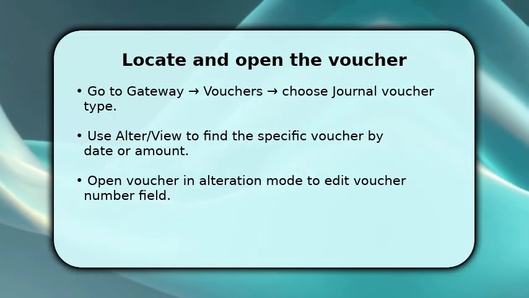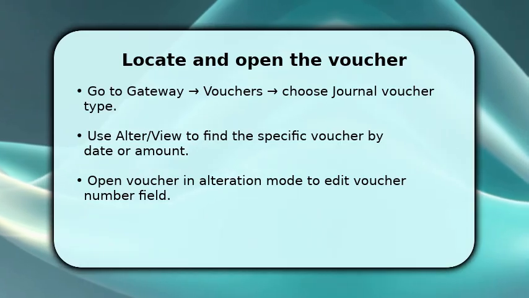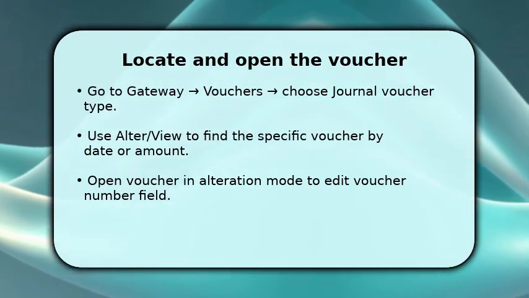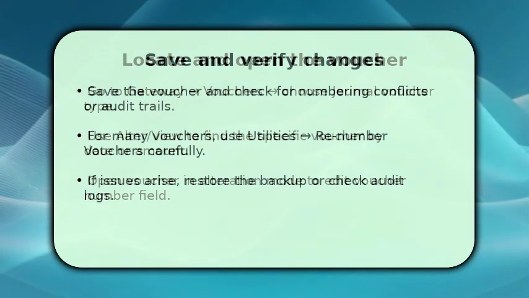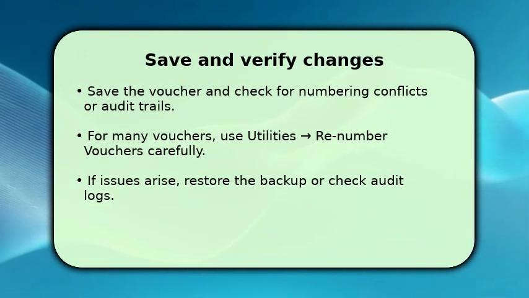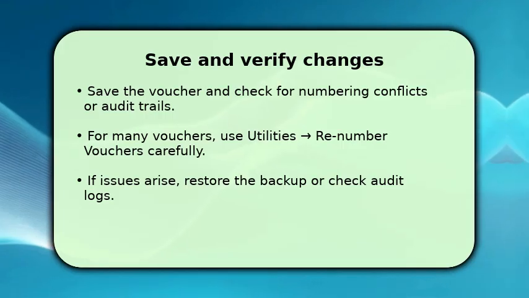Once open in alteration mode, move to the voucher number field and enter the desired new number. Make sure the number does not duplicate existing vouchers to avoid conflicts. After changing the number, save the voucher immediately and then verify within the voucher register that the new number appears and no duplicates exist. If you must renumber a series, use Utilities and choose Renumber Vouchers.